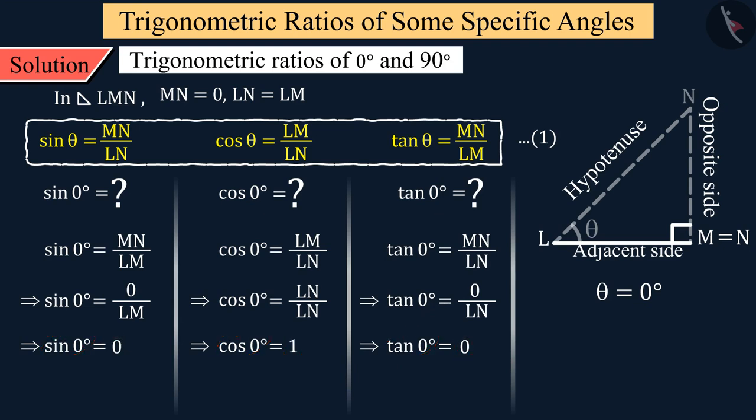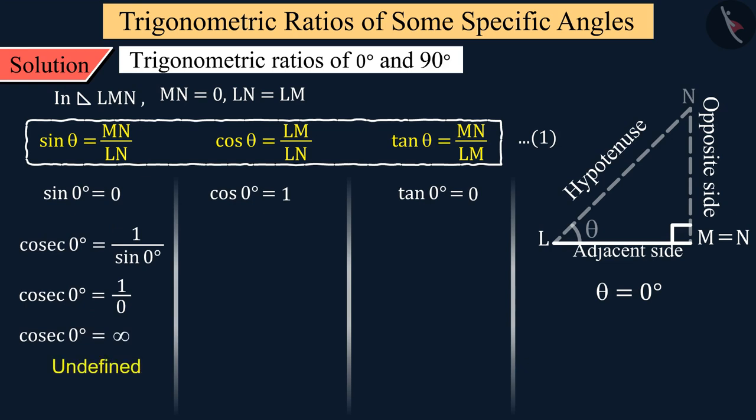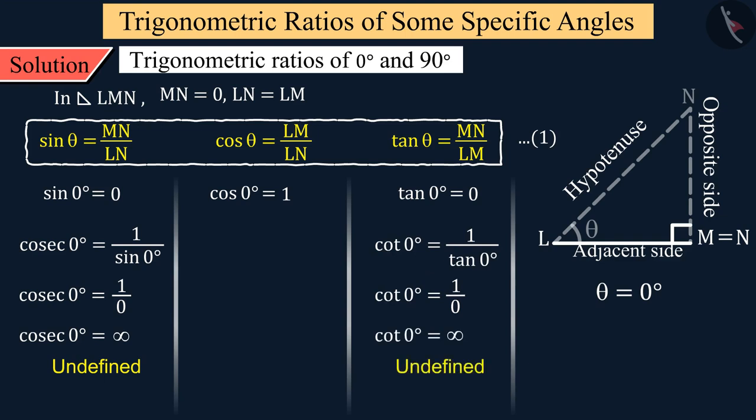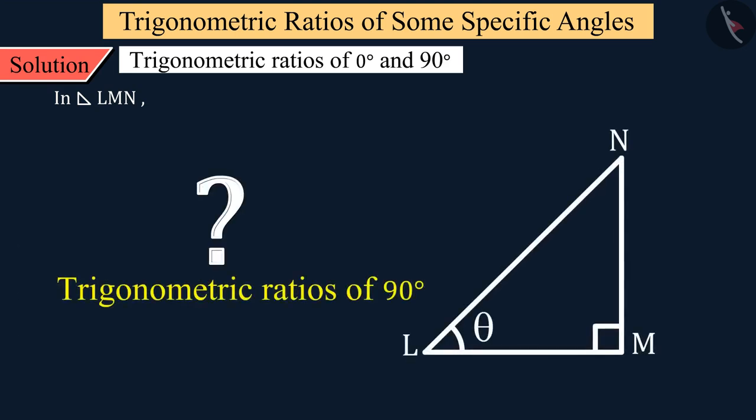0 respectively. If we talk about the value of cosec 0 degrees, then according to the above situation, we get an undefined value because dividing a number by 0 gives an undefined value. Similarly, the value of cot 0 degrees will also be undefined, and the value of sec 0 degrees is equal to 1. But right now we also have to know about the trigonometric ratios of 90 degrees.